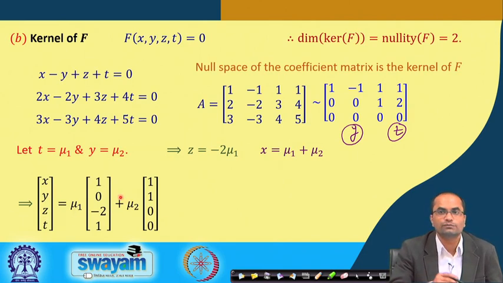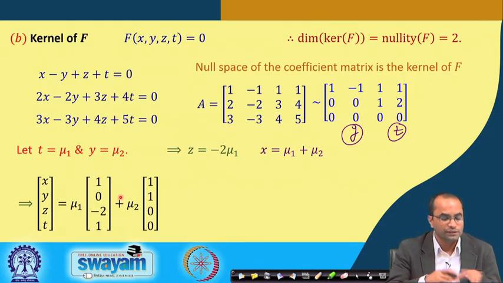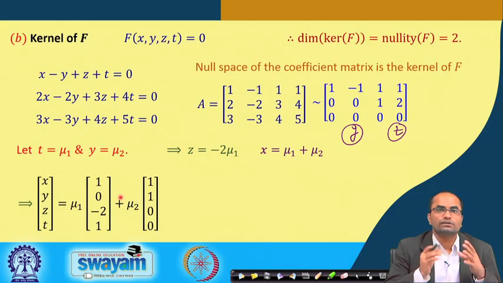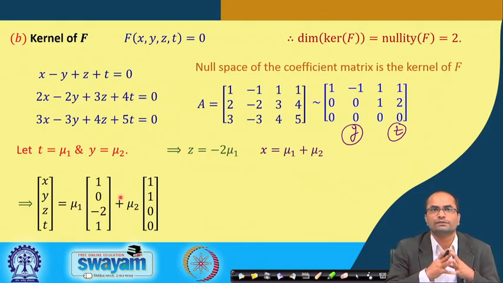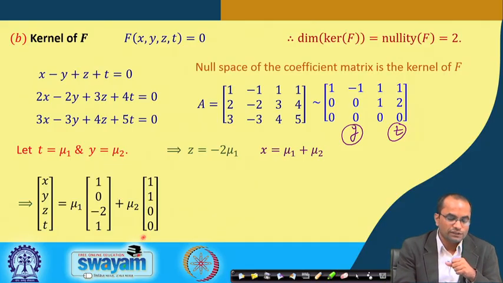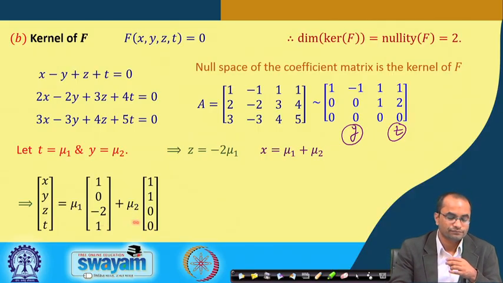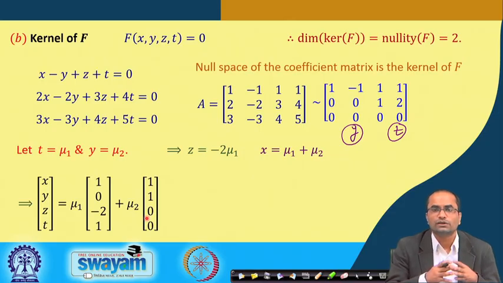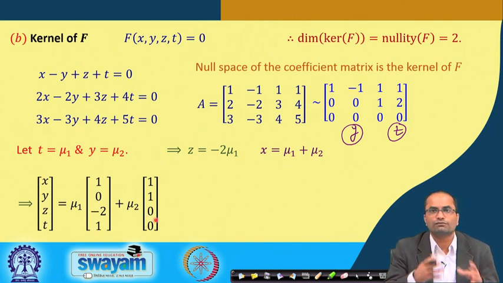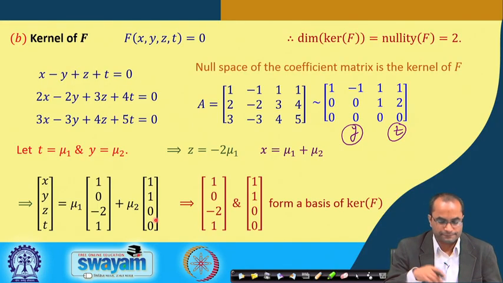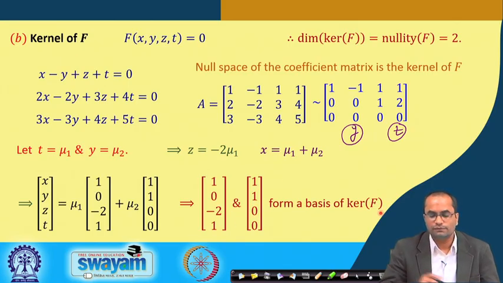We can now give any values to mu 1 and mu 2, and keep on generating solutions of this system of equations, and the solution set is nothing but the kernel of f. So, these are the two generators which generate the solution, or they span the solution. Also these two vectors are linearly independent. So, we have linearly independent vectors which can span the whole kernel of f. Naturally these two vectors form the basis, and the dimension of this basis will be 2.